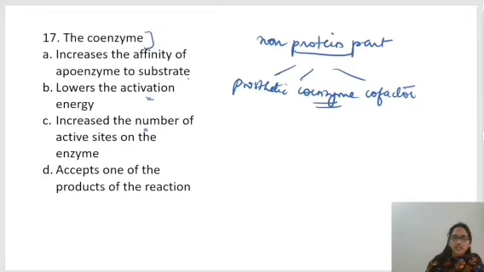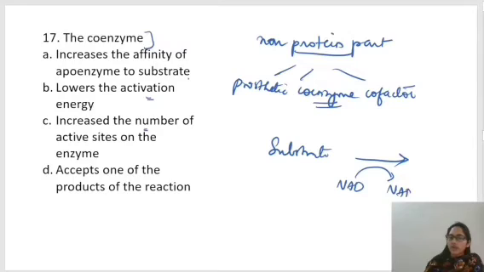Consider a reaction in which a substrate uses NAD. Hydrogen is removed from the substrate and accepted by NAD, forming NADH, and then a product is formed. So here the coenzyme accepts one of the products of the reaction. Also it is involved in group transfers, transfer of methyl group, acyl group or phosphate group. These are the functions of coenzymes.